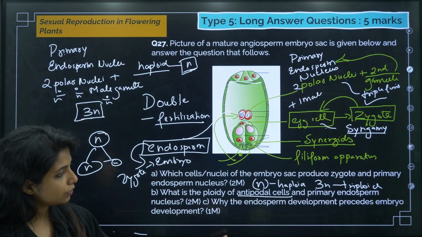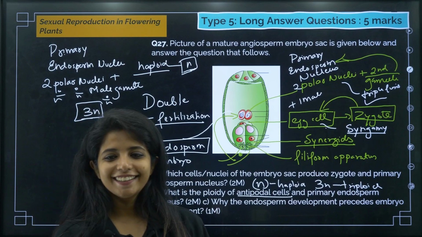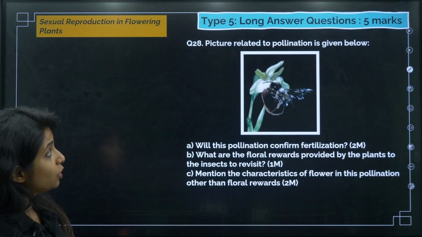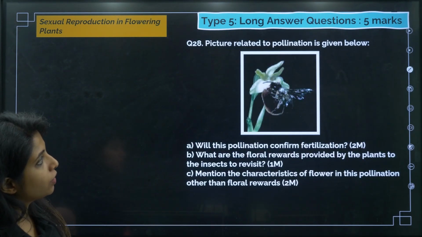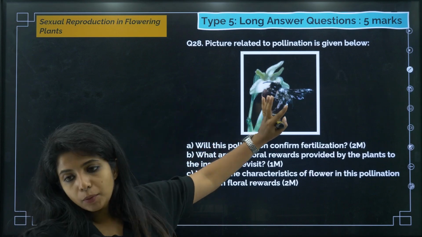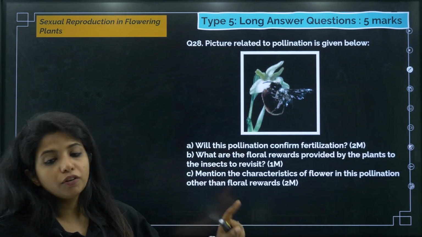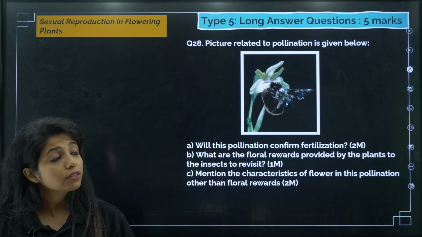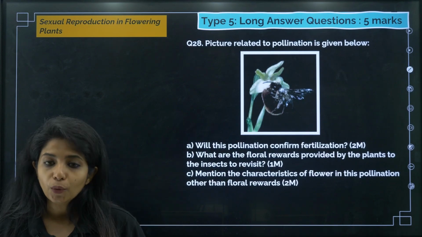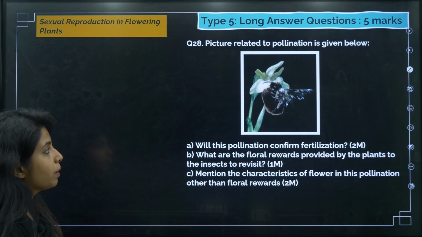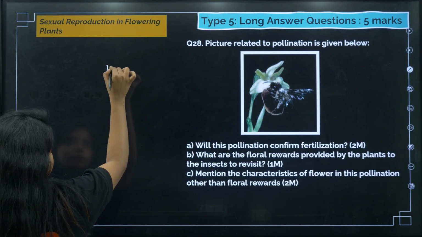Okay, so you got your 3 answers and you got your 5 marks as well. Now going ahead, 28. A picture related to pollination is given below. There's an insect and the pollination is happening. Will this pollination confirm fertilization? Can you tell me the answer? Do you think that this type of pollination will confirm fertilization? No. What do you understand by pollination? You have to talk about that first.